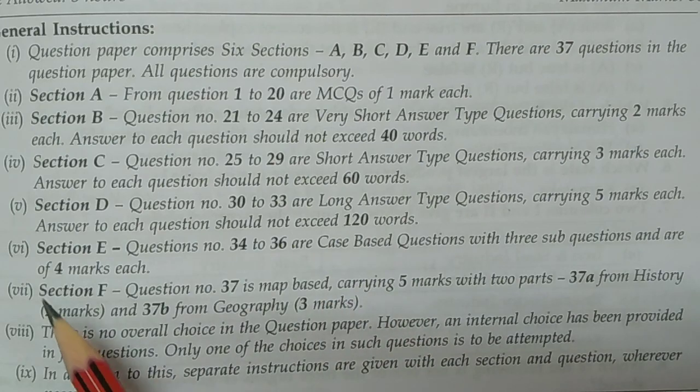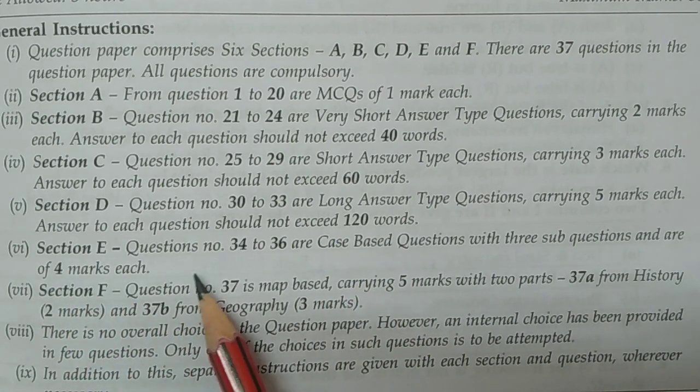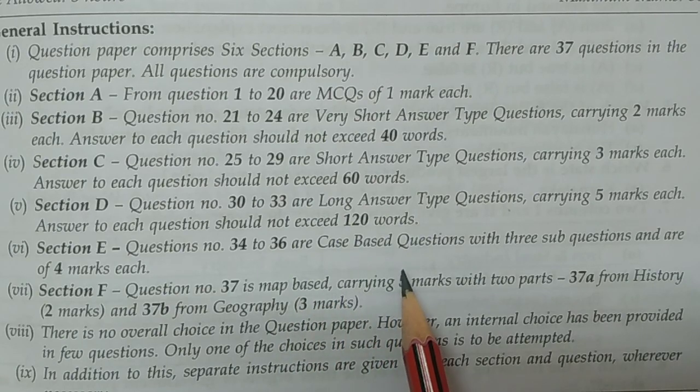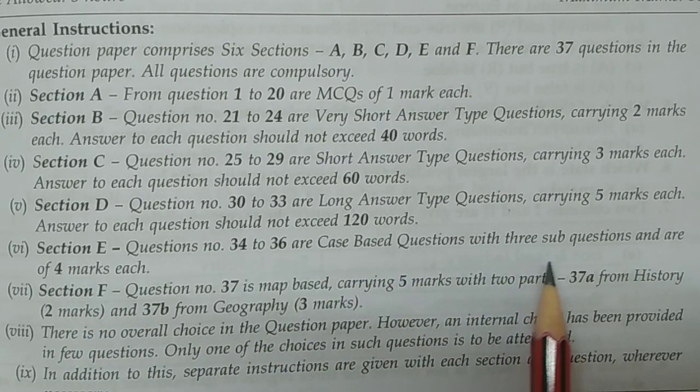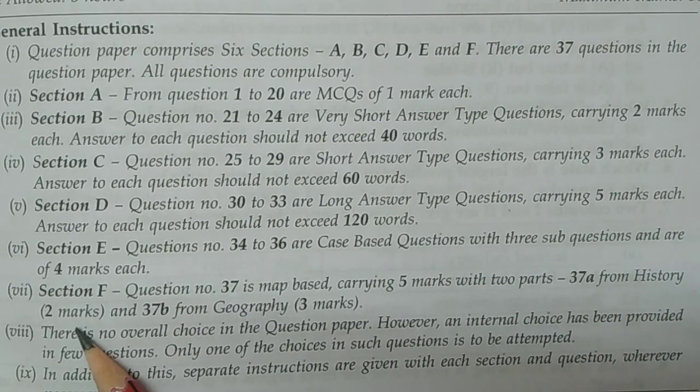It's important. Now see, the sixth, Section E, questions 34 to 36, are case-based questions with 3 sub-questions and are of 4 marks each. You get 3 case-based questions, with sub-questions carrying marks for each. Now the seventh, Section F, question 37 is map based and carries 5 marks with 2 parts. 37A, which we have covered, I have also covered all these questions, since map work is necessary there. So two marks come from the History section as 37A, and 37B is from Geography, 3 marks.